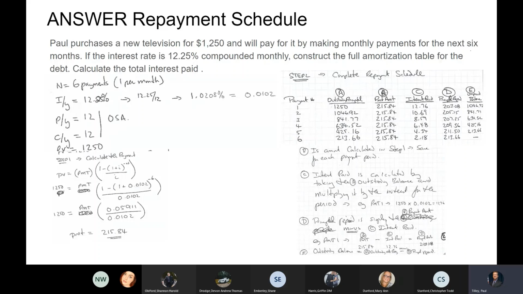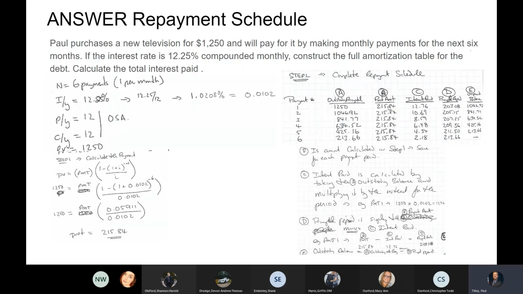So essentially, with those bits of information, we can plug that into the present value formula, and we can use that then to calculate our payment. So $1,250, all this stuff put in, and we'll calculate the payment to be $215.84. So this is the first thing we need to do, calculate the payment. The second thing we need to do is build our table. So our table starts off with $1,250 owing. The payment of $215.84 is made.